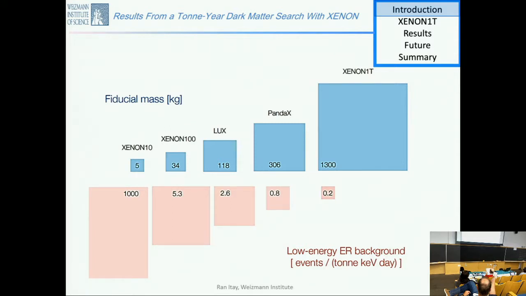So these are the numbers in the fiducial volume. This is also the background in the fiducial volume. So this is what enters your analysis at the end.